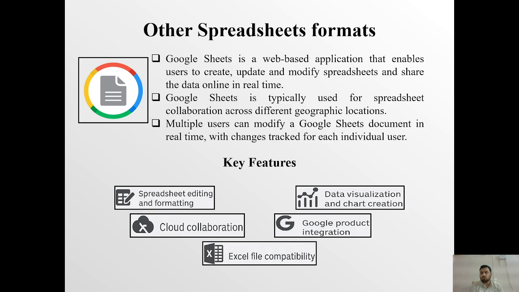Other spreadsheet formats: Google Sheets is a web-based application that enables users to create, update, and modify spreadsheets and share the data online in real time. Google Sheets is typically used for spreadsheet collaboration across different geographical locations. Multiple users can modify a Google Sheet document in real time, with the exchange tracked for each individual user.